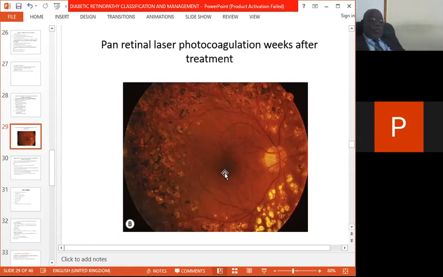So you photocoagulate all around, and once the hill, it all scars. The picture looks like this, weeks after treatment. It means they've hit all the growing new vessels there.